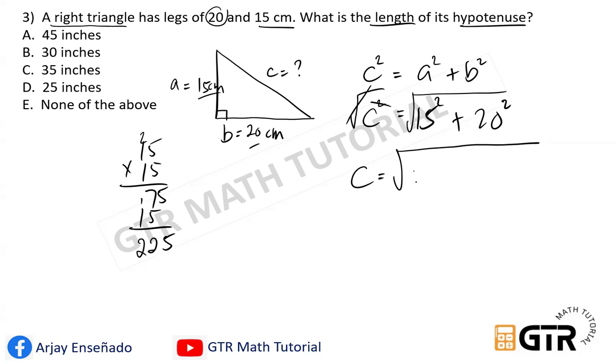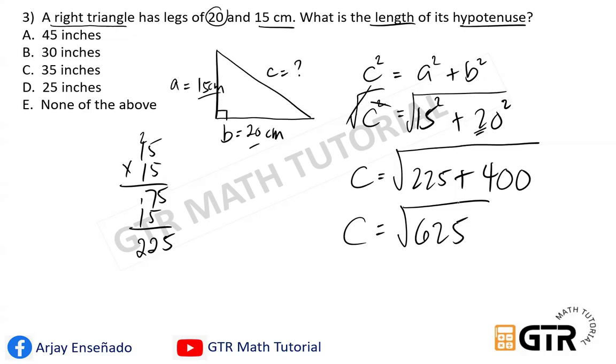So we have 225 plus 20 squared. Just 2 times 2, we have 4, and then copy the 2 zeros because we have 20 squared, so we have 400. Okay, so therefore c is equal to the square root of 225 plus 400, that is equal to 625. And the square root of 625 is 25 times 25, or 25 squared.